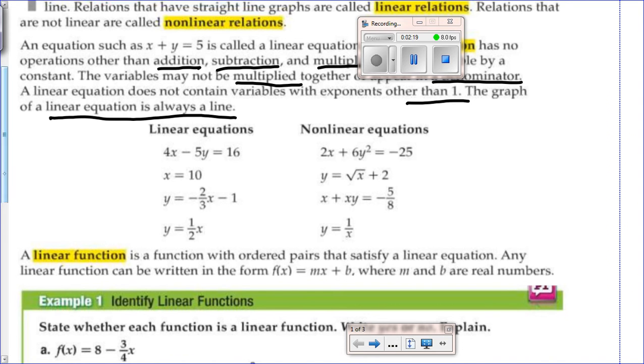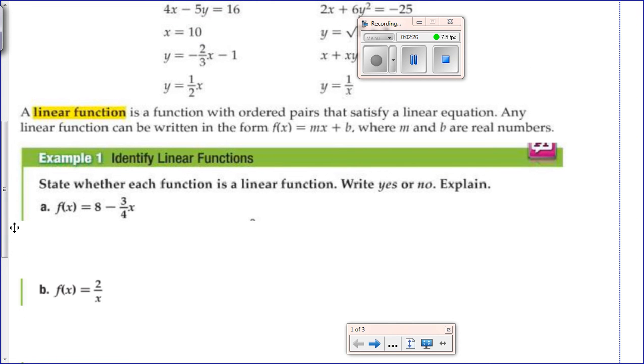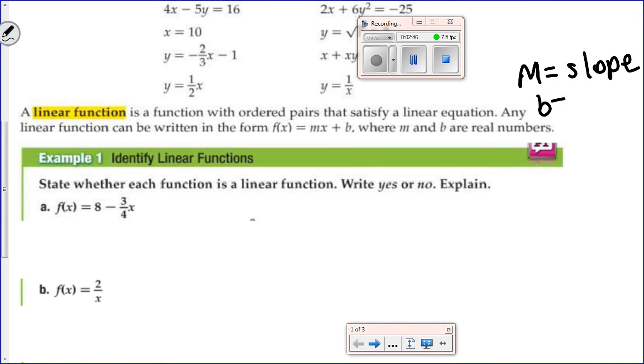So we'll continue on. We'll talk about linear functions. It's a function with ordered pairs that satisfy a linear equation. Any linear function can be written in the form f of x equals mx plus b, okay, where m and b are real numbers. It's also useful to note m is equal to your slope for a line. B, we know that as our y-intercept. Okay, this is just allowing us to use the f of x, that function notation we talked about towards the end of class yesterday.